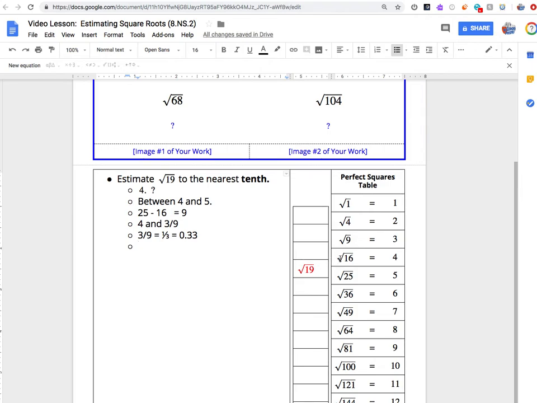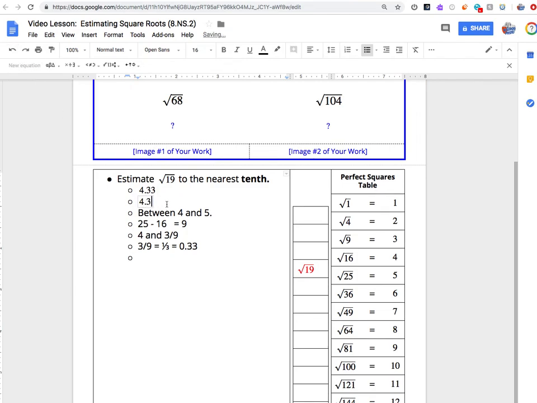So if it's about 3/9 of the way from 16 to 25, I could estimate that my final answer is somewhere around 4.33. If I had to round that to the nearest tenth, I would say that my final answer is 4.3.